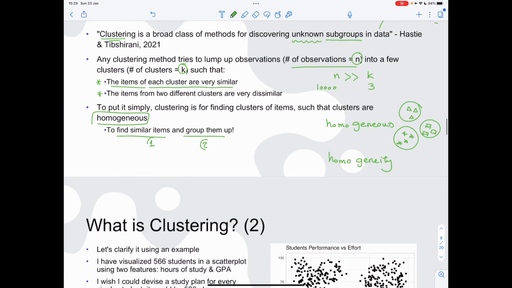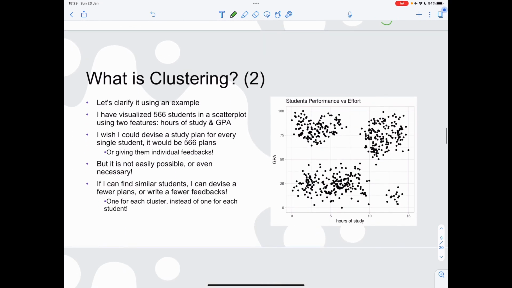I think it's now very clear. But let's see it in a fabricated toy example. Let's clarify it using an example. This is a data set of 566 students in a scatter plot visualized using two features: hours of study and the performance in a specific module. Let's say that these are previous students of this module. And the number of points here is 566.